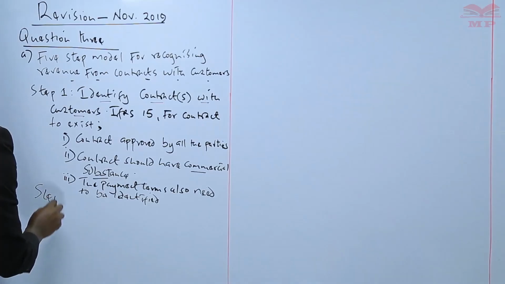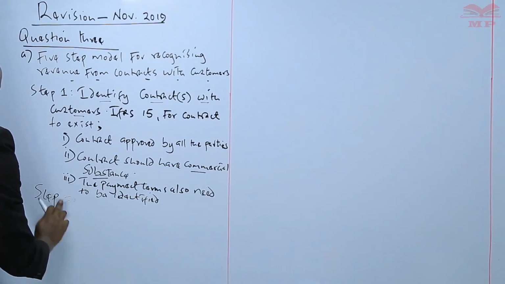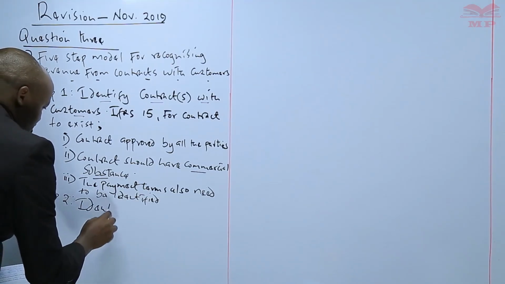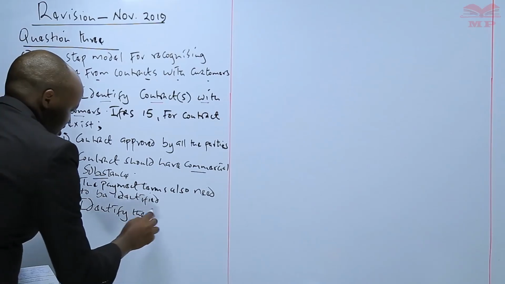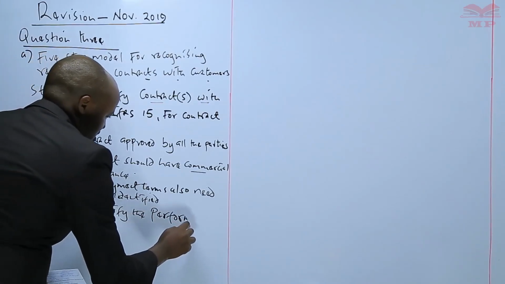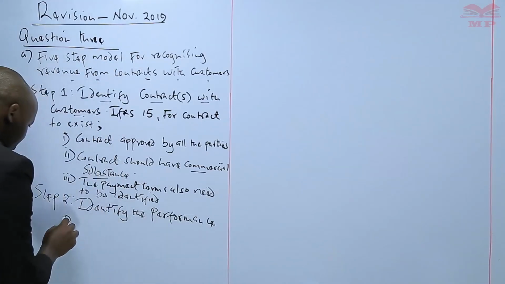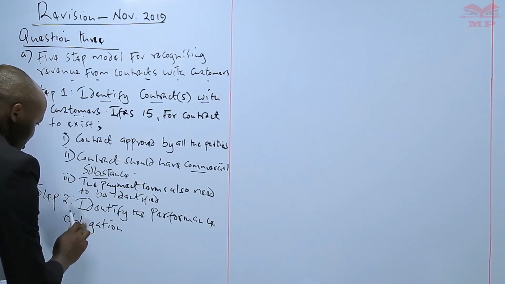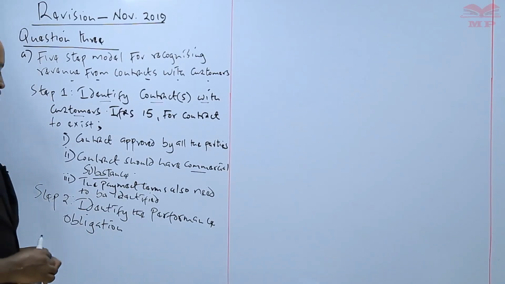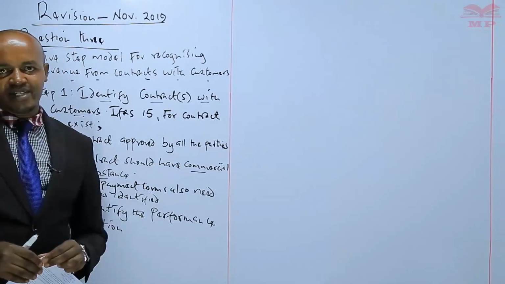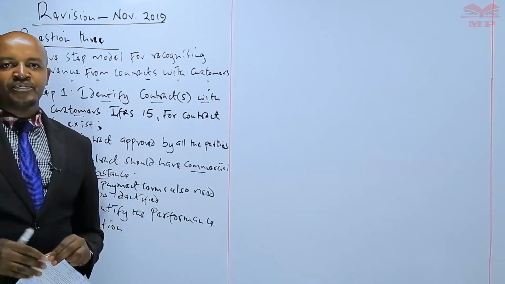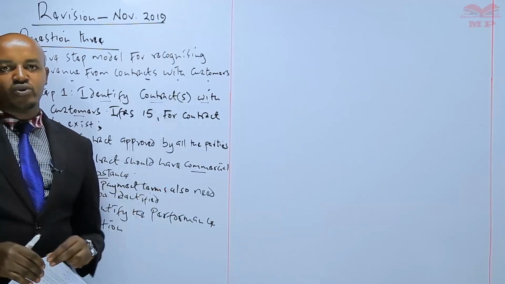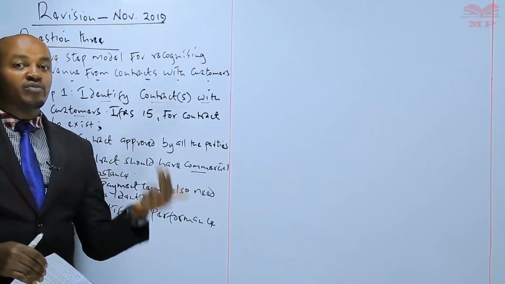Now, step number 2, according to this standard, is basically to identify the performance obligation. Now, when we talk about what we refer to as the performance obligation, we are talking of what is expected from the business in that particular contract. Usually, in a contract between a business entity and a customer, the obligation, or what the business is supposed to do, is to supply the goods or to provide what? The services.